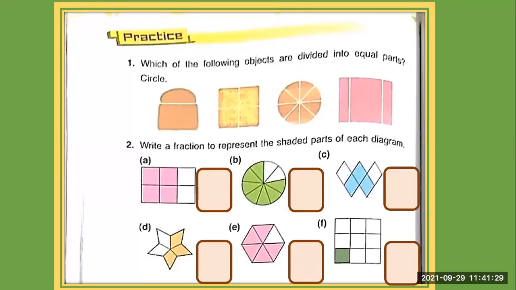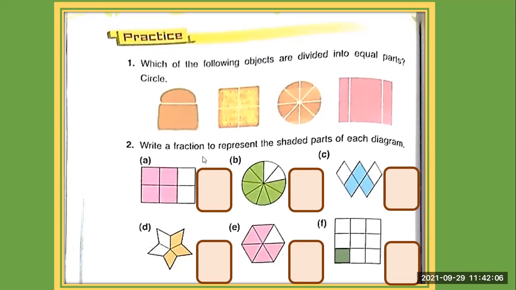So here in your exercises, I hope that you answered this already, because if you are done with this, we can proceed to the next lesson. Which of the following objects are divided into equal parts? This one is not divided equally because the sides are not the same. Here, the same, so we can circle this one. These we can also encircle because they are the same size, divided into 4 equal parts. Here, not the same. Look at the size: small, bigger, and then smaller. So we cannot encircle this one. In number 1, we encircle these and then this one.